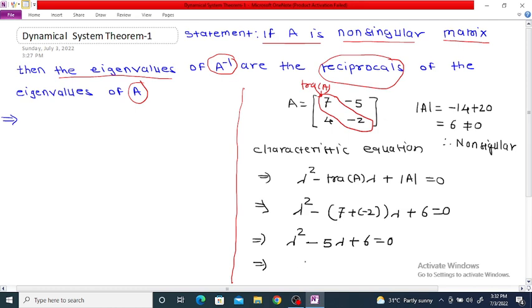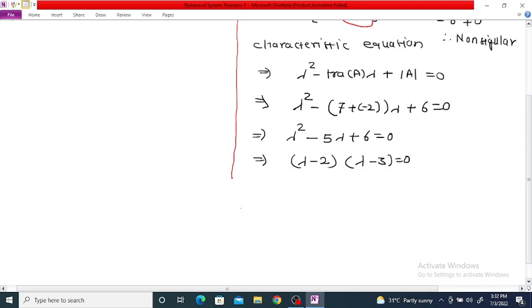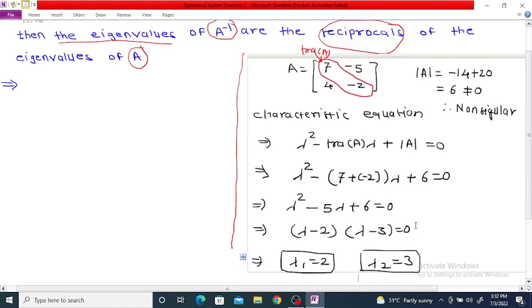The roots of this quadratic equation: lambda minus 2, lambda minus 3 equal to 0, and this implies the eigenvalues are lambda 1 is equal to 2 and lambda 2 is equal to 3. So these are the two eigenvalues. Next, we want to show that the eigenvalues of A inverse are 1 by 2 and 1 by 3.